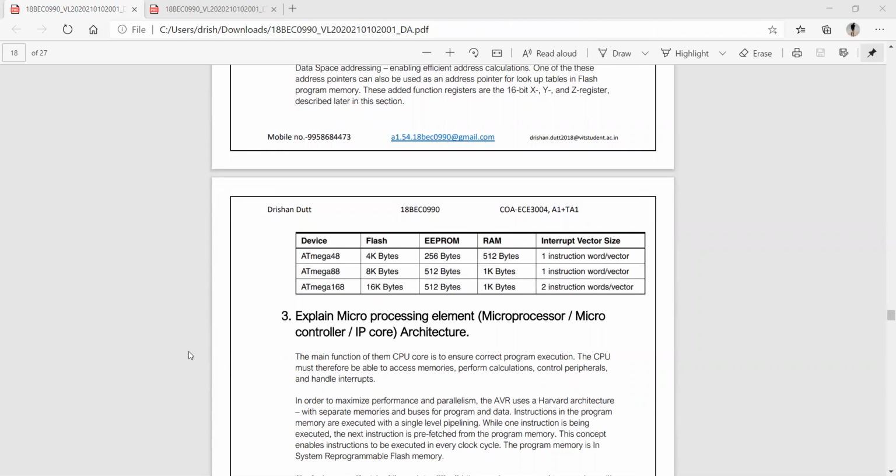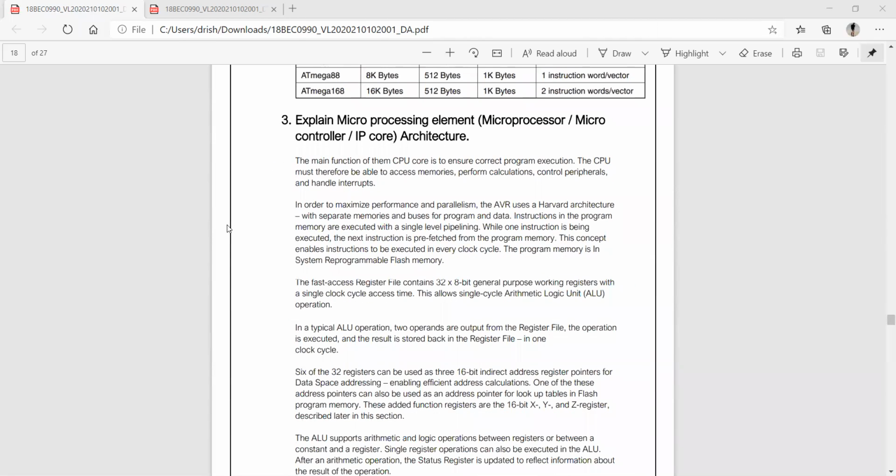The third question was to explain the microprocessing unit of the microprocessing element of the architecture. The main function of the CPU core is to ensure program execution. That is the main purpose of every microprocessor. The CPU must therefore be able to access memories, perform calculations, control peripherals, and handle interrupts. In order to maximize performance and parallelism, the AVR uses a Harvard architecture with separate memories and buses for program and data. Instructions in the program memory are executed with a single level pipelining.